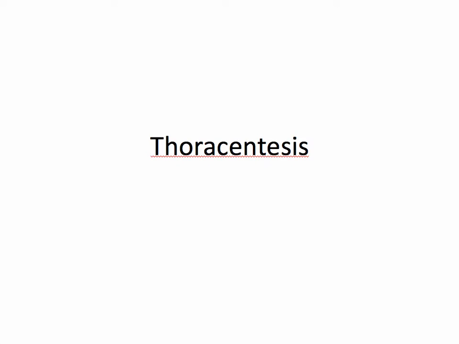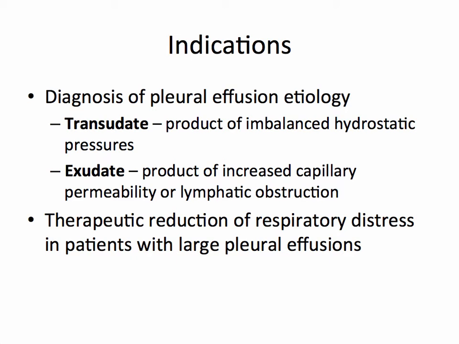Now we will discuss thoracentesis. Thoracentesis is indicated for the diagnosis of pleural effusion etiology. There are two main types that we're looking at. A transudate is a product of imbalanced hydrostatic pressures, and an exudate is a product of increased capillary permeability or lymphatic obstruction. You will get more information on this condition from the lower respiratory tract disease lecture in Chapter 23 of your medical surgical textbook.